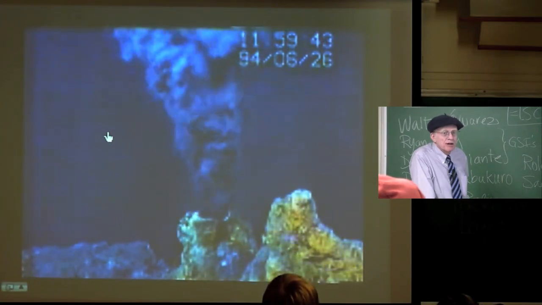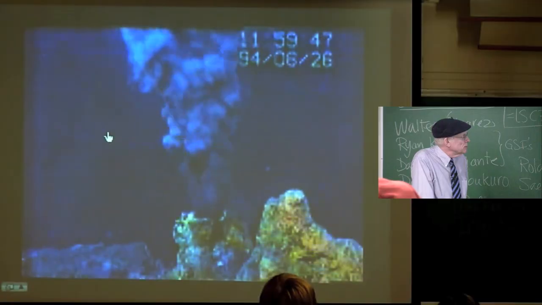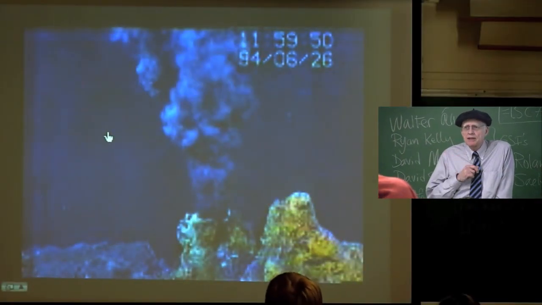And these are going on the floor of the Mid-Atlantic Ridge and all the other mid-ocean ridges. Some of you have probably seen these before. I don't know. Have you seen these on Discovery Channel or something like that? Anybody seen these?